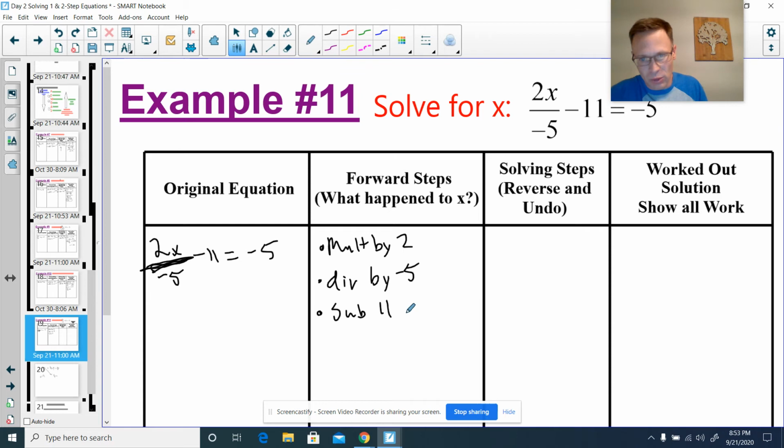So again, I have to undo all those things. So my last simplifying step becomes my first solving step when I reverse the order and undo what's happening. So I'm undoing subtraction by first adding 11. This says add, geez, I can't write. Let's try that again.